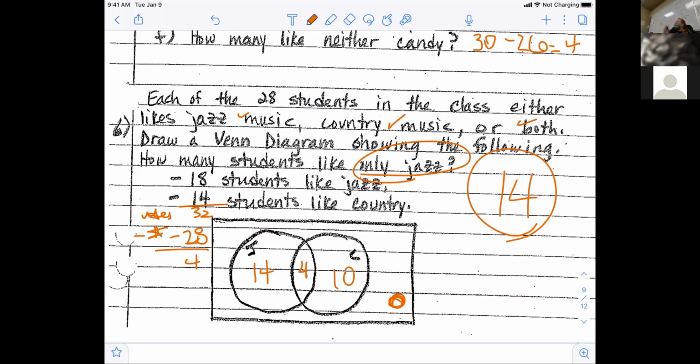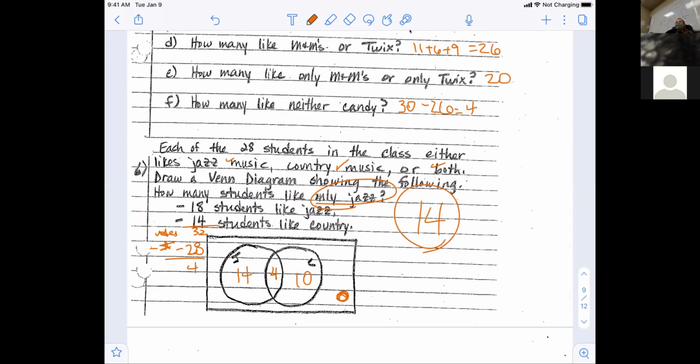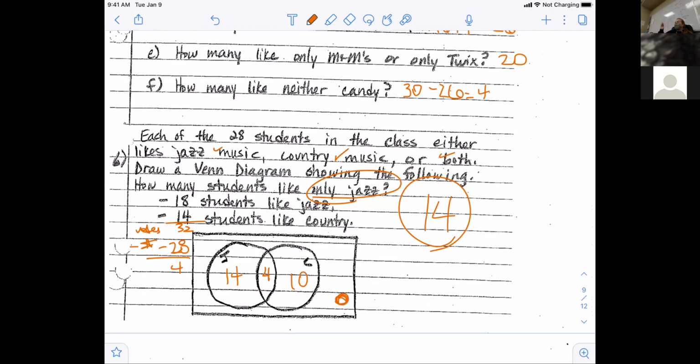Now, once we built this, I could ask more questions following up, but at the end of the day, it says this is how many students like it. That's our answer. So all of these are not percentage or probability. They're all just how many students.